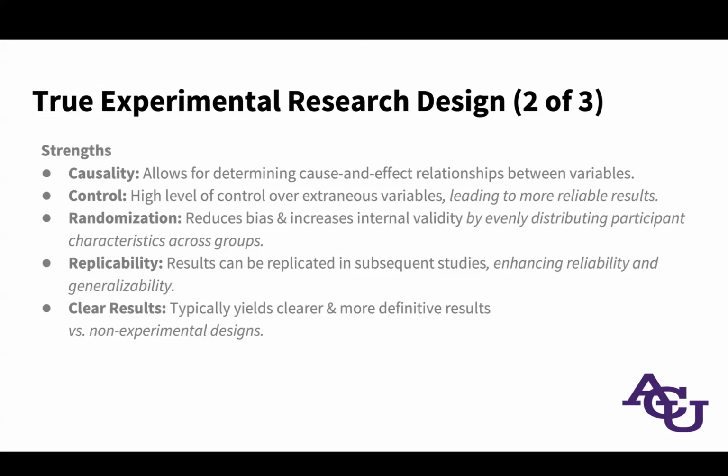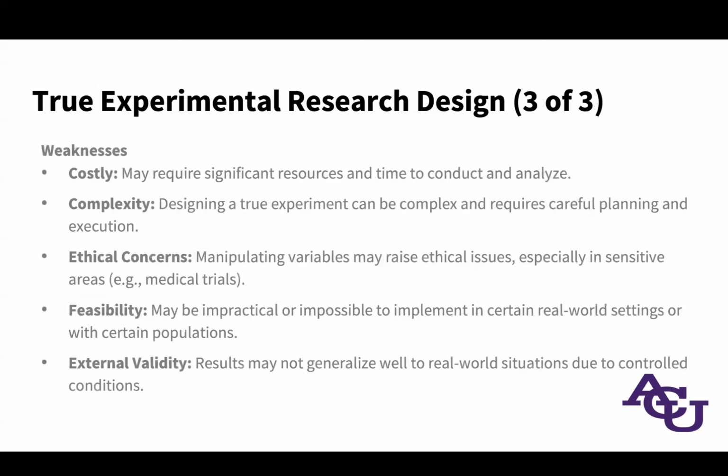Got lots of strengths. It's a whole lot easier to determine cause and effect relationships between variables. We got a good amount of control over the extraneous things that tends to lead to more reliable results. And we can evenly balance the groups. If you're randomly assigning, so long as you have an even number of people, you should end up with even sized groups. And the results are easier to replicate, or they should be clear in your documentation how to replicate that, which will enhance the reliability and generalizability if your results are confirmed in other contexts. And we have, typically speaking, clearer and more definitive results versus a non-experimental design.